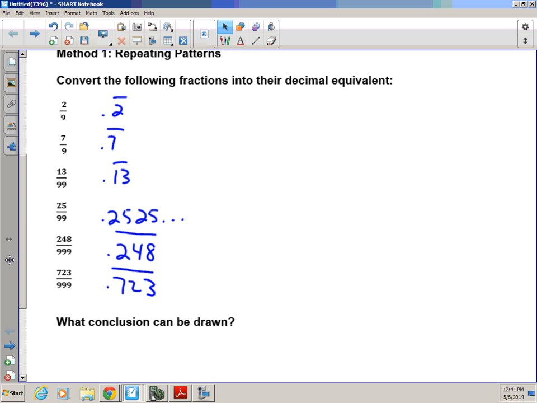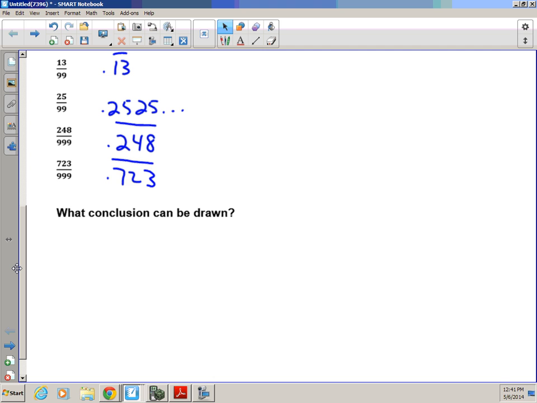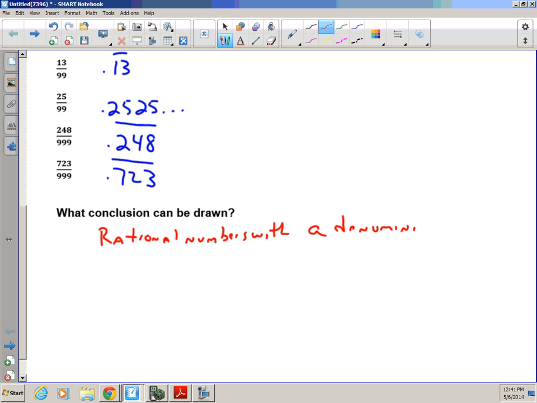Well, hopefully you've noticed that if the denominator is 9, then I have a single repeating digit. So rational numbers with a denominator of 9 repeat a single digit. Okay?